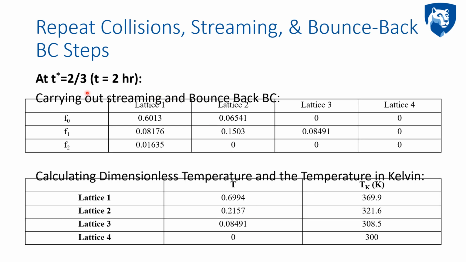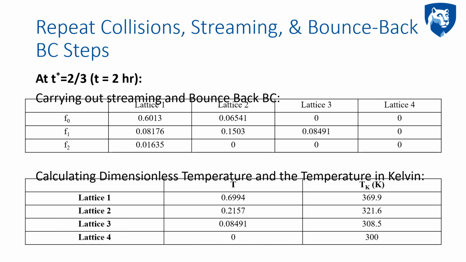Then we carry out the streaming and the boundary condition substeps at the next time step, t(n) equals 2/3, and that would give us these updated distribution function values. And then we can calculate the temperature as well at that time step, and we can see that at t(n) equals 2/3 the heat has traveled to the third lattice.